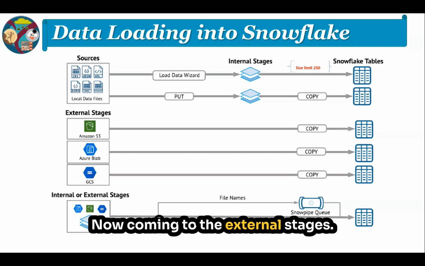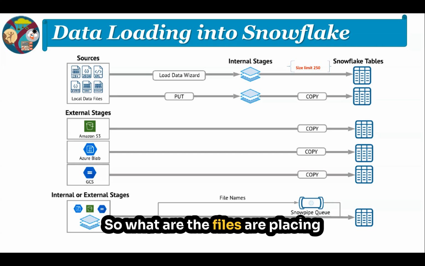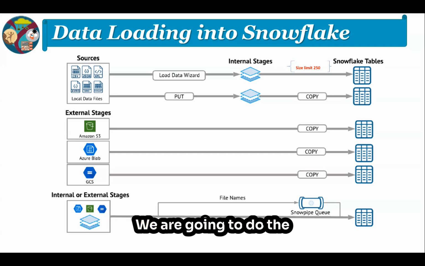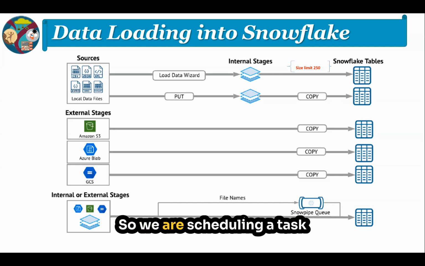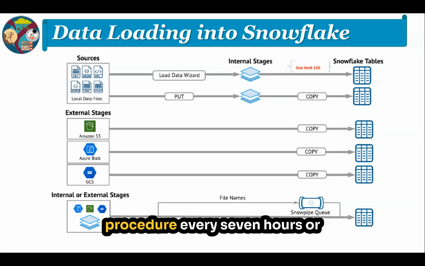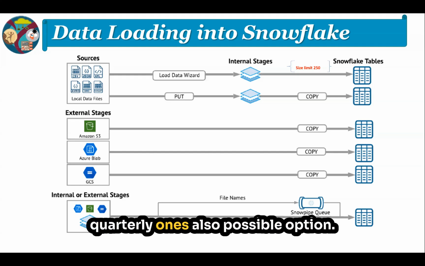Now coming to the external stages, which are outside of the Snowflake environment. For the files placed into an external stage, we use the bulk load approach. We execute the copy command directly, or through a procedure. We schedule a task and run that procedure every 7 hours, every 8 hours, or once a day. The frequency is not too frequent. Weekly, daily, monthly or quarterly is also a possible option.